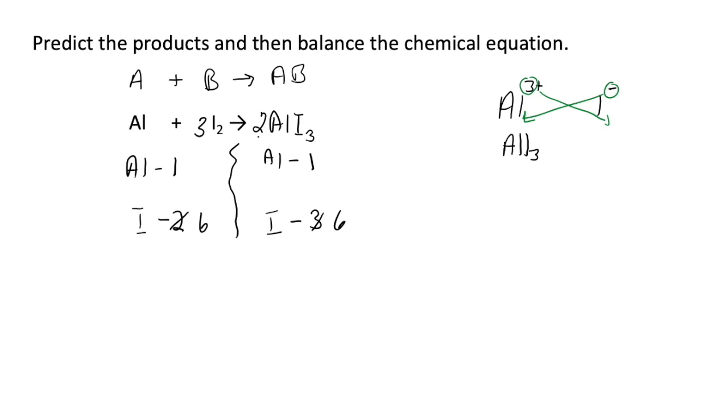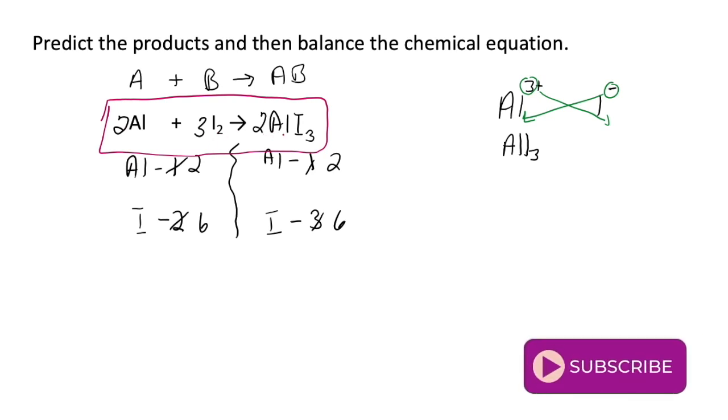Now, remember, I have to use the coefficient. I never, ever, ever, ever touch the subscripts, only change the coefficients. This will change my aluminum on my products to 2, which means I can just add a 2 in front of my aluminum on my reactants, and my equation is now balanced. The answer for this one is 2 aluminums plus 3 iodides will produce 2 aluminum iodides.